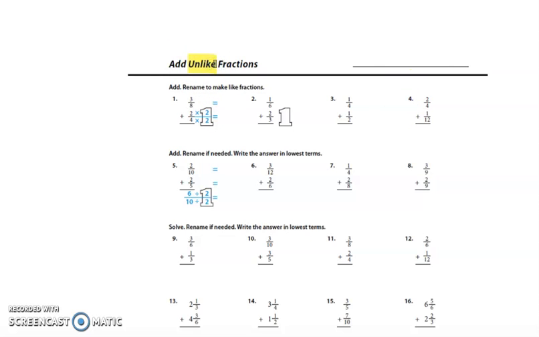Like fractions are the two fractions that have the same denominator. However, unlike fractions are different because they have different denominators. Let's look at these two fractions. One is 3 over 8 and the other one is 2 over 4. Last week we had the same denominators. However, this week we're going to learn how to add and subtract fractions with different denominators.